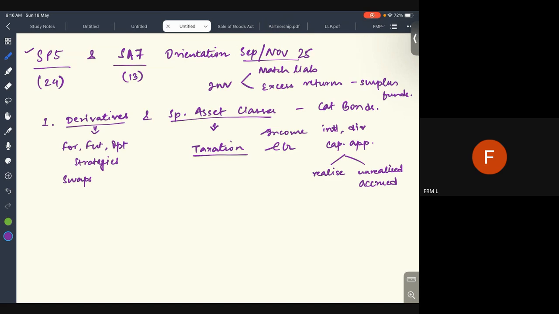Accordingly, we will decide what kind of assets to choose. If, let's say, the tax rate is higher on capital gains, then we will go for assets that generate more income, more regular income, rather than give a high rate of capital return, because then we will be saving a lot on tax as well.